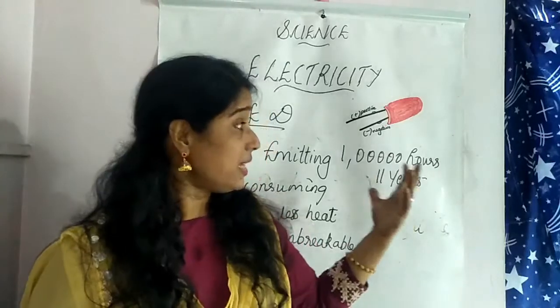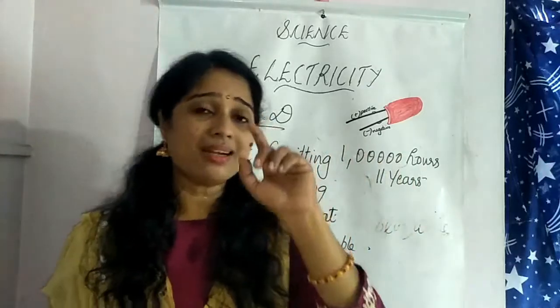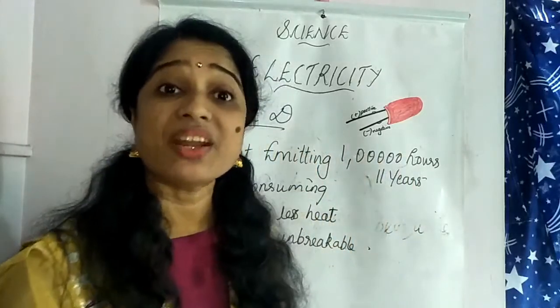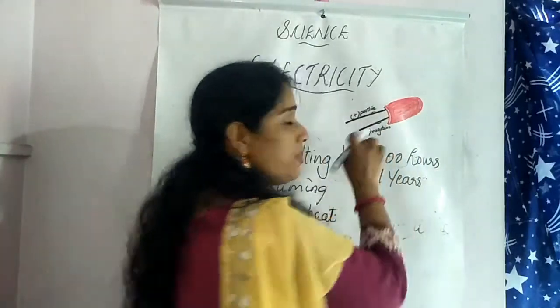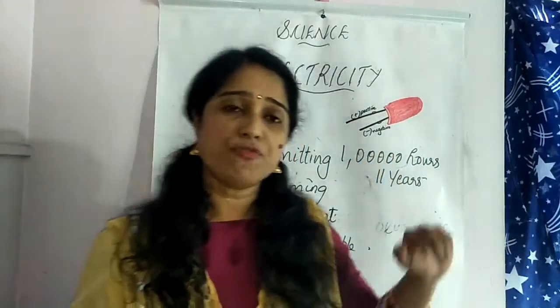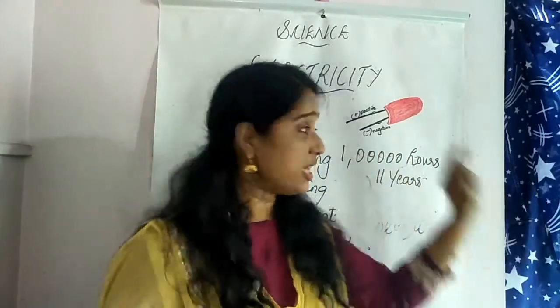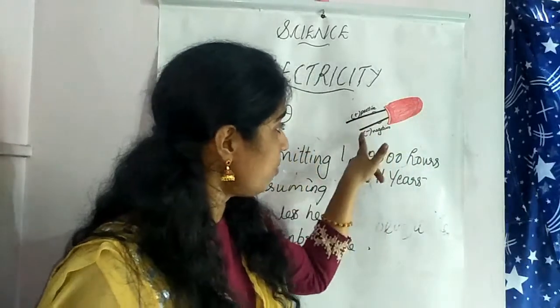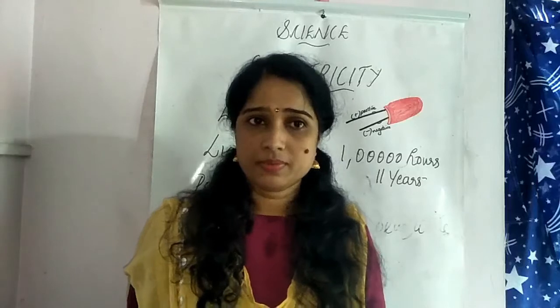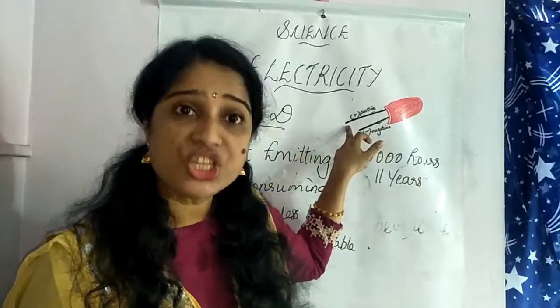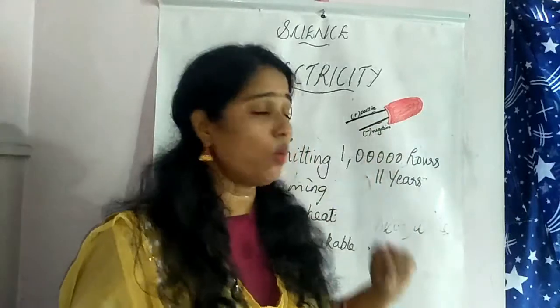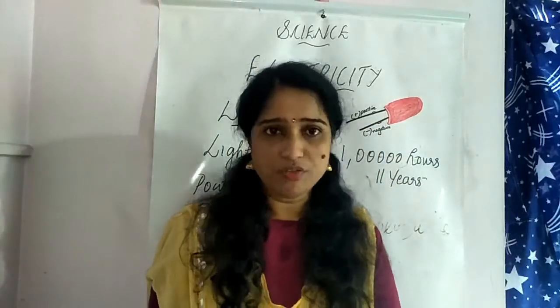Now another thing is that in the case of LED, electricity flows only in one direction, that is from positive terminal to negative terminal. Clear? So this longer wire is the positive terminal, and the shorter wire is the negative terminal. Don't forget it.